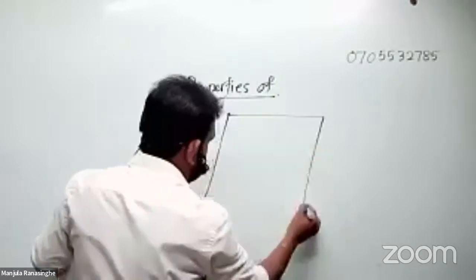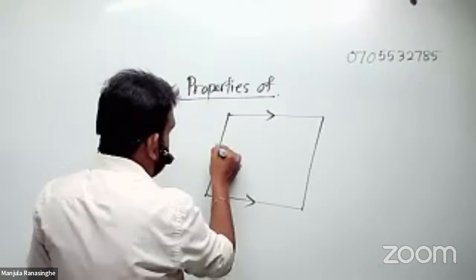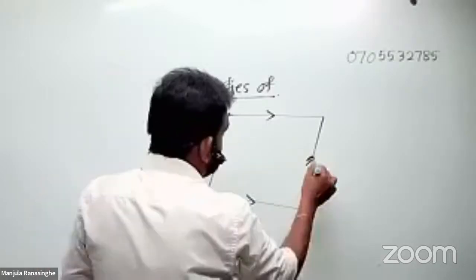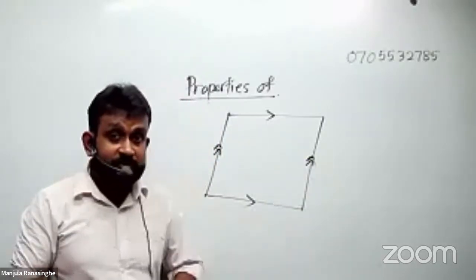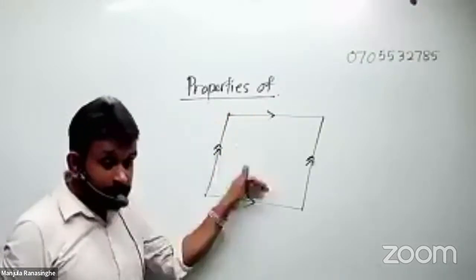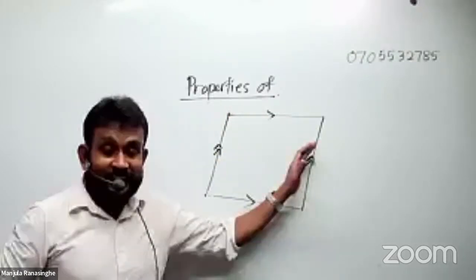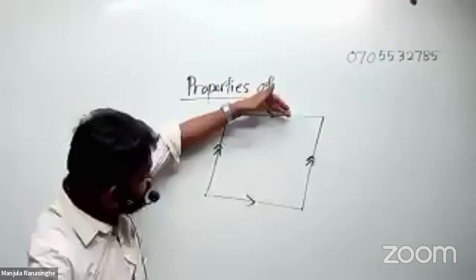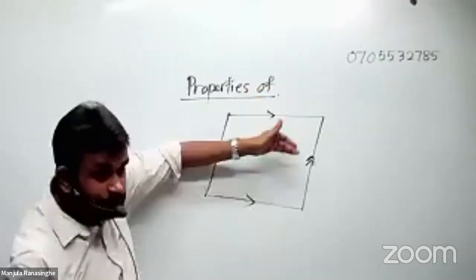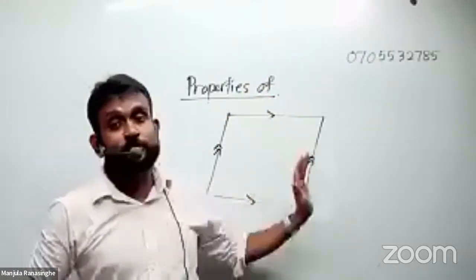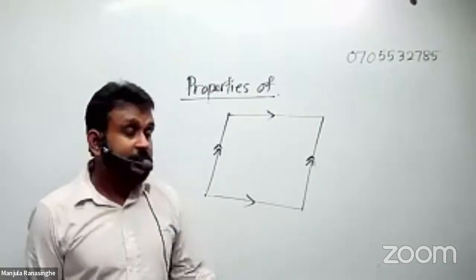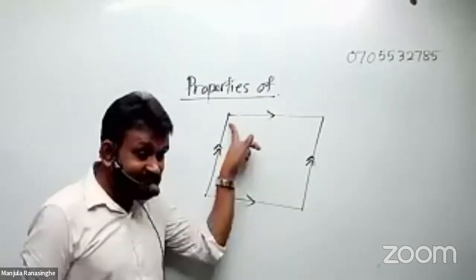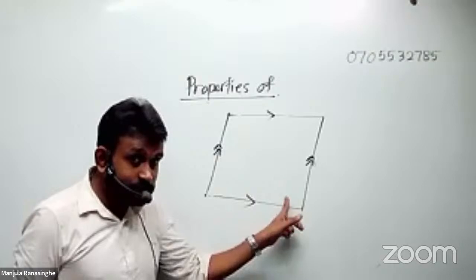In a parallelogram, the main property is that opposite sides are parallel. Right. First point, opposite sides are parallel. This couple parallel, this couple parallel. Then the other one, opposite sides are equal in length. These two sides equal, these two sides equal. The second feature: opposite angles are equal. This angle is opposite to this angle. These two are equal as well.